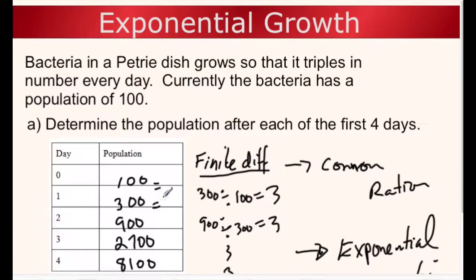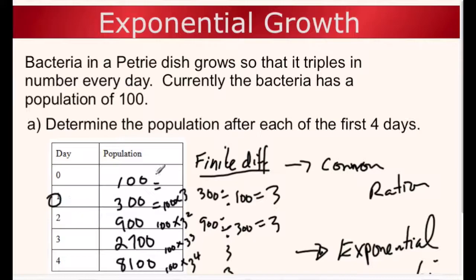Okay, this one is 300, which is really the one before it times 3. And this one is really the 100 times 3 times 3, so that's 3 squared. And this one is really the 100 times 3 times 3 times 3, which is 3 cubed. And this is really the 100 times 3 to the power 4, 4 threes. And so notice, we've almost got the exact same expression every time. The only thing that's changing here is our exponent, and it is matching the day number.